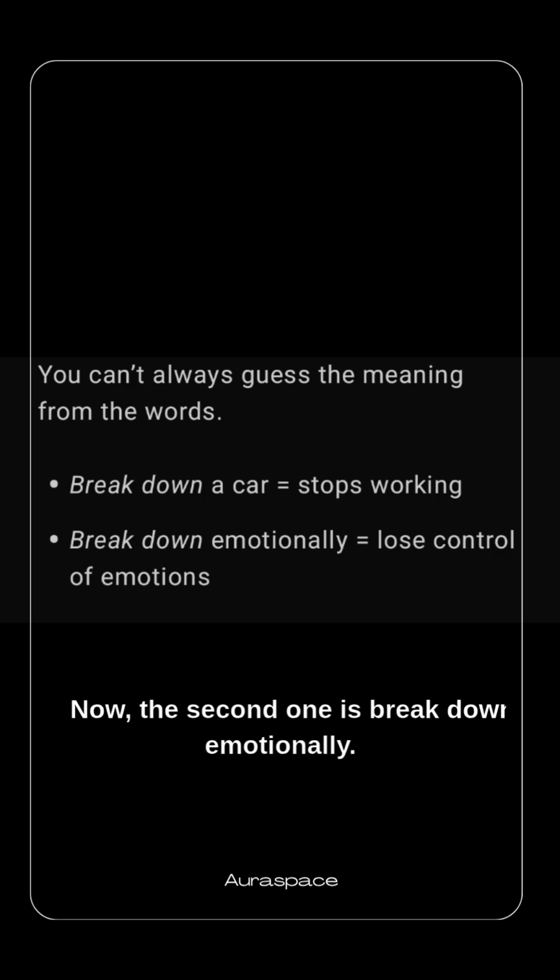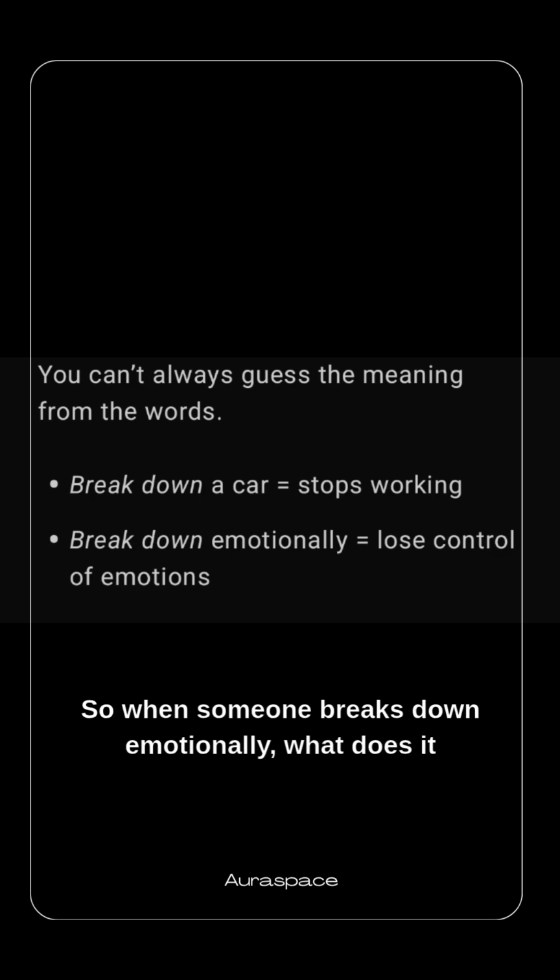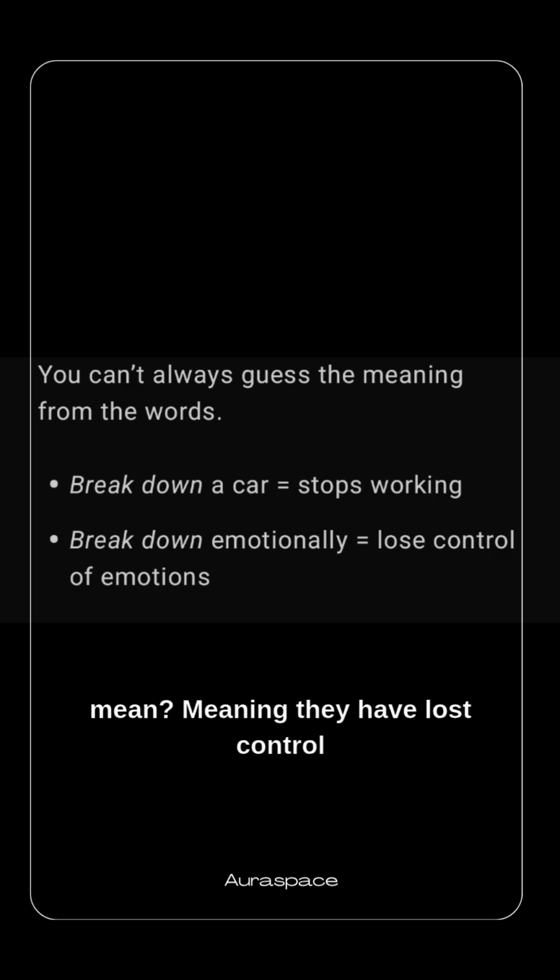Now the second one is break down emotionally. When someone breaks down emotionally, what does it mean? Meaning they have lost control of their emotions, they feel down. So that is the meaning, right?